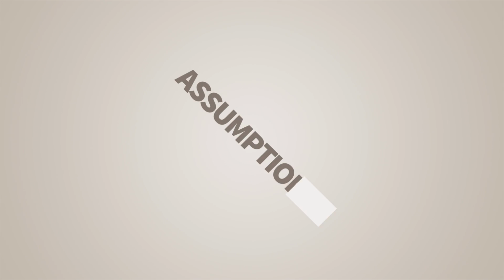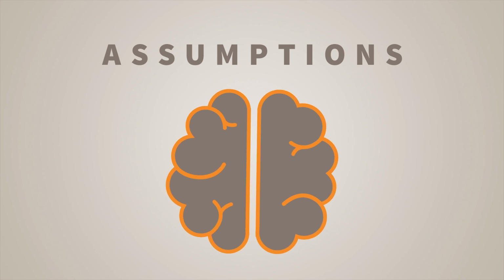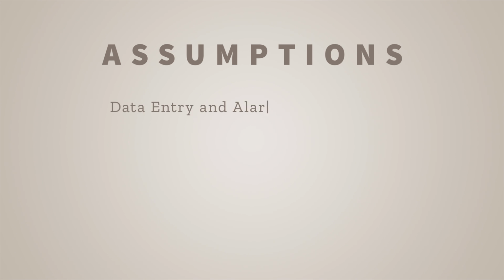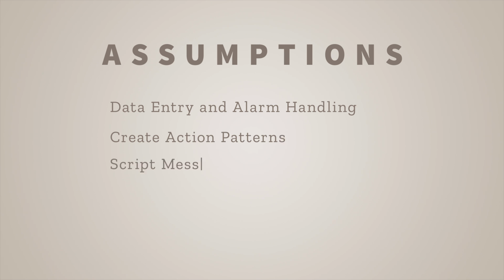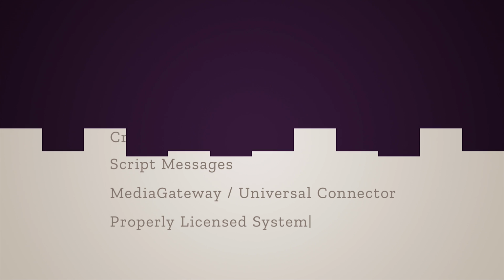We are making the following assumptions for which you have a basic understanding before coming to this tutorial: that you have a general understanding of the data entry and alarm handling processes within MANITOU, how to create action patterns within MANITOU, what script messages are and where they're created, what the media gateway and universal connector are, and that your system is properly licensed for the universal connector and media gateway and that it is installed.